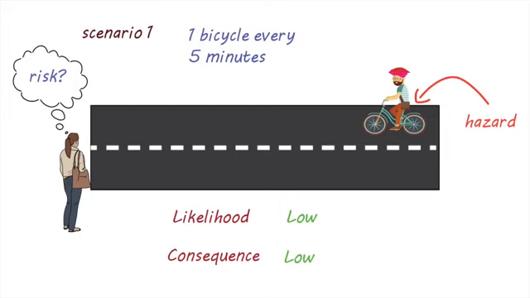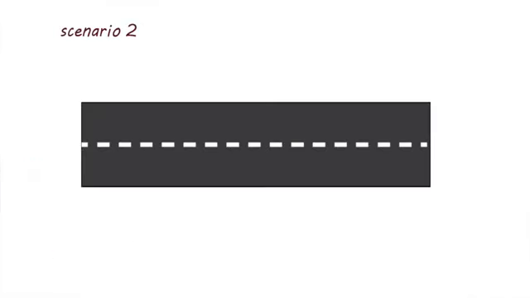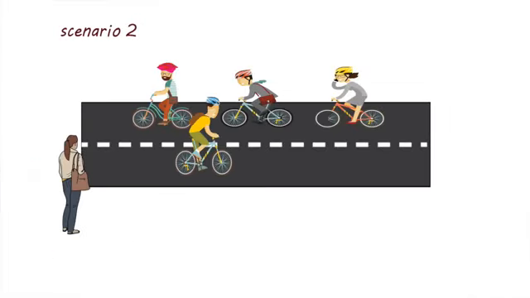So in this scenario, the likelihood and the consequence are both low. Therefore, the overall risk is low. Now, obviously, if there are bicycles traveling more frequently, the likelihood of a crash would be higher.